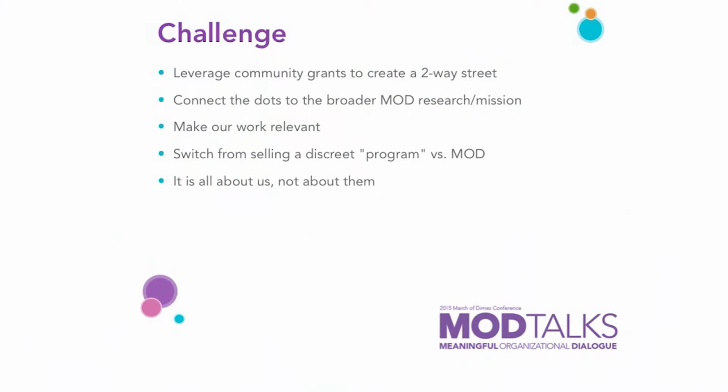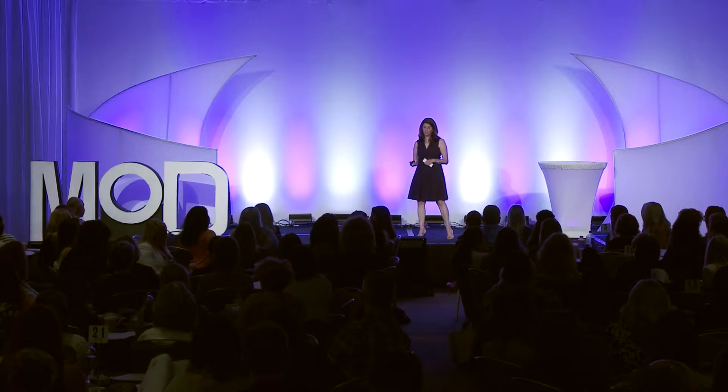So how do we change this conversation that we usually start out talking about what we do for you in our community? This is what the March of Dimes is doing for your community. Great place to start. But how do you create a conversation that's more of a two-way street? How do we connect the dots to our important work that broadens your conversation and makes our work super relevant.